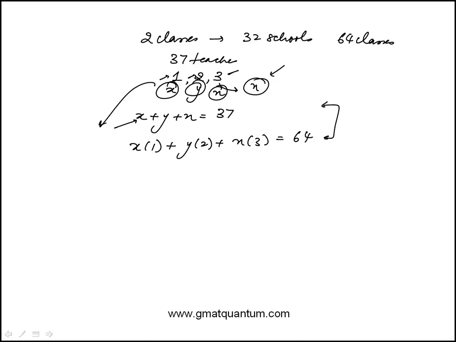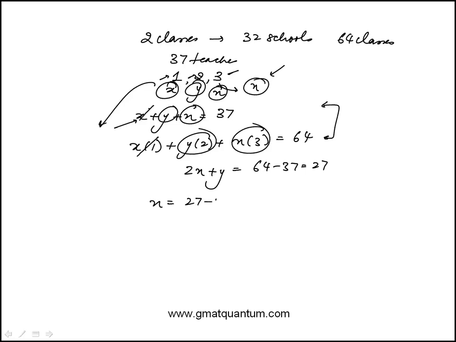So I'm going to subtract the top one from the bottom, so the x term would drop out. I'm going to get 2n plus y, because I have a 3n here and an n, 2y and a y, is equal to 64 minus 37, which is 27, which means n is (27 minus y) over 2.